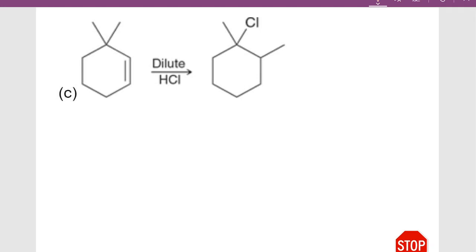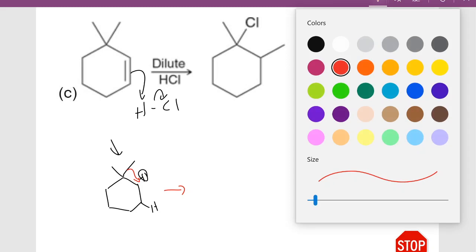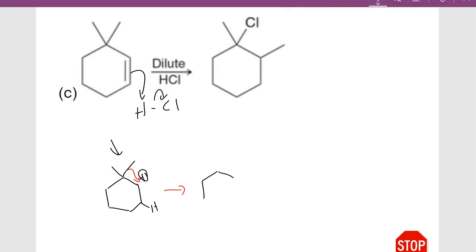Alright, so let's take a look at this one. I'll go ahead and draw this mechanism because it's a little more tricky. So we have HCl, and this double bond is going to pick up a hydrogen. Okay, and now we've formed a carbocation, let's say here. Alright, and so what do you think is going to happen? We can actually get a methyl shift. The methyl moves over. I'm going to leave that hydrogen off because we don't need it anymore.